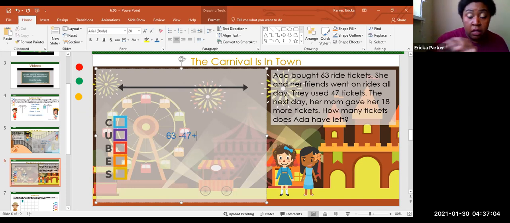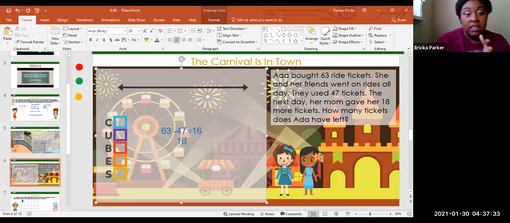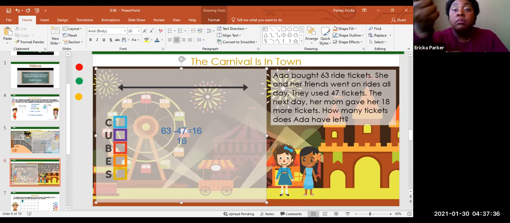she had how many tickets left? She had 16 tickets left, right? So let's go back and read the problem again. This is how you do this. Ada bought 63 tickets. She and her friends went on rides all day. They used 47 tickets. She had 63. She used 47. Now we know she has 16 tickets left. And then her mom gave her 18 more.